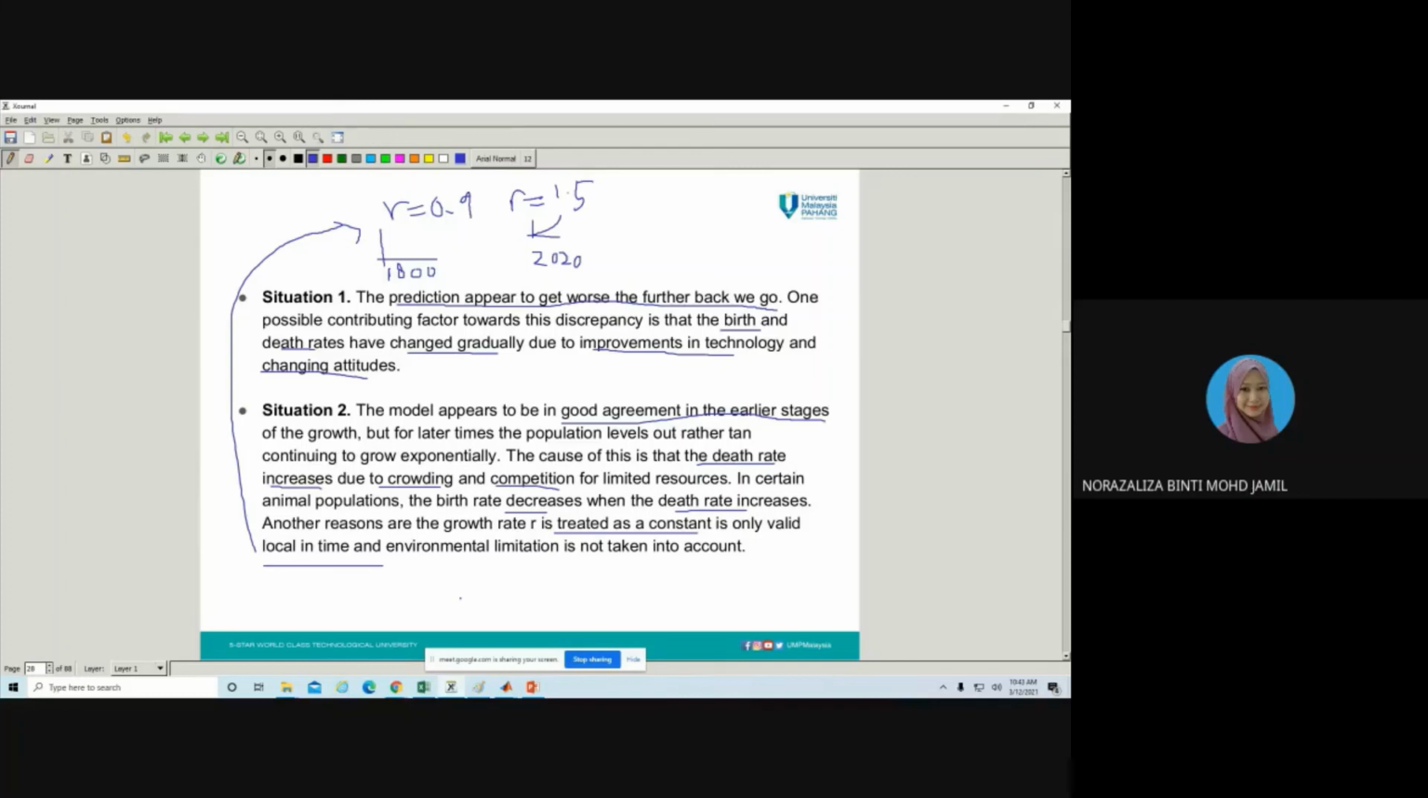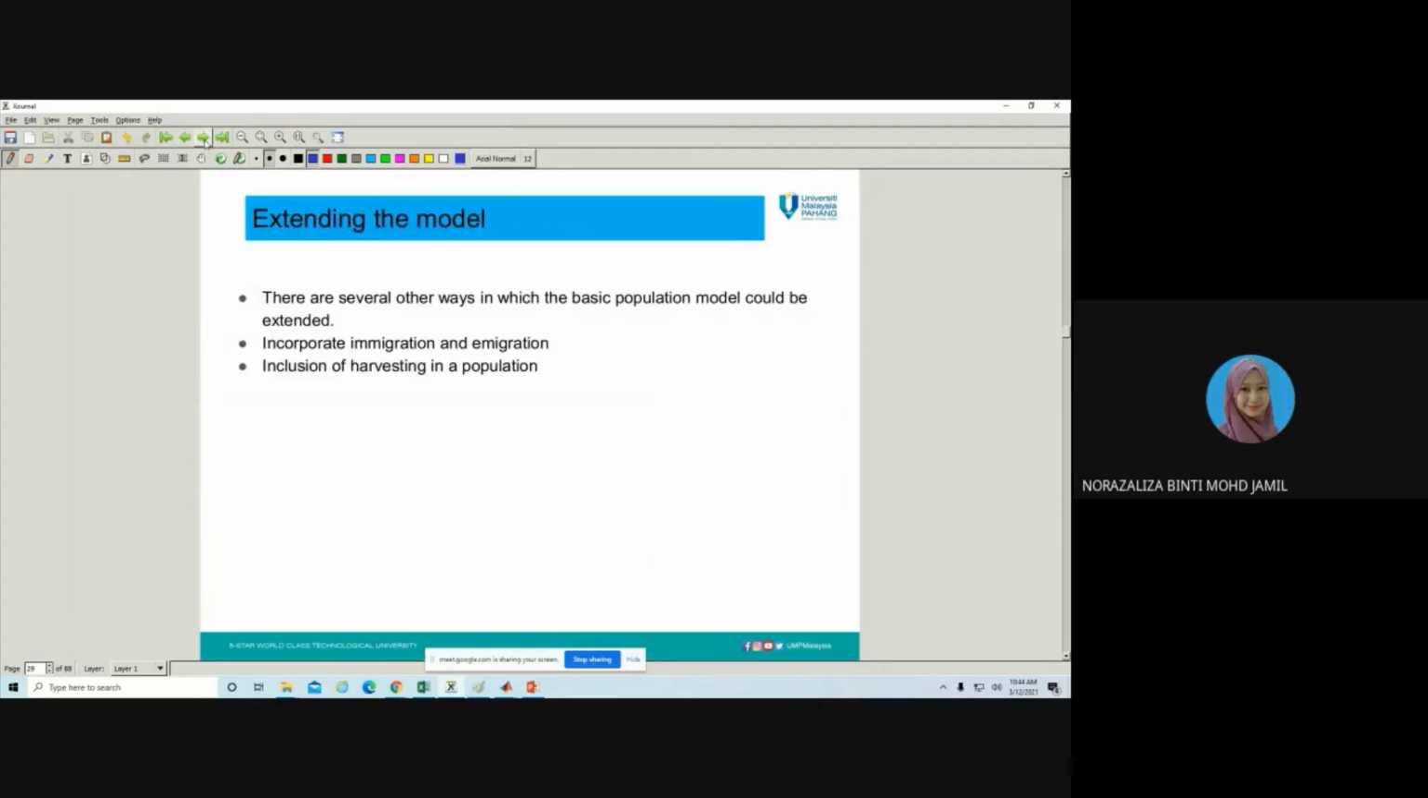It cannot be constant. Okay, so yeah, that is the mathematical modeling. Somehow we can predict well, but somehow we can't predict, but we have justification. We need to understand why it happens. Okay, so there is a need to extend the model. There are several ways in which the basic population model could be extended. For example, we put another factor, incorporate immigration, emigration factor, other than that, harvesting in the population or competition or limited resource and so on.